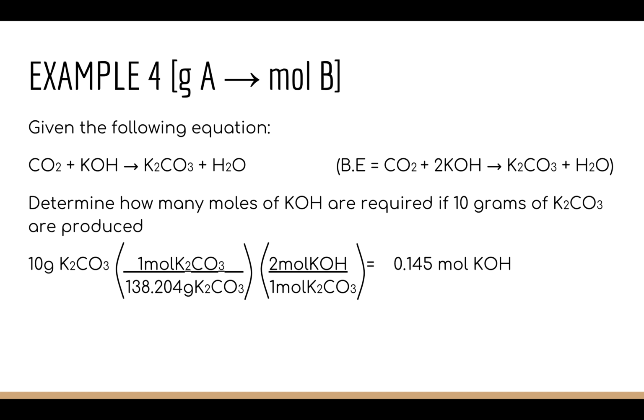For our final example, we start with 10 grams of potassium carbonate, which we found the gram molar mass of previously, 138.204 grams. We set that up with the molar ratio of 2 moles of potassium hydroxide for every 1 mole of potassium carbonate produced. And when we do out the math, we know that 0.145 moles of potassium hydroxide are required to create 10 grams of potassium carbonate.